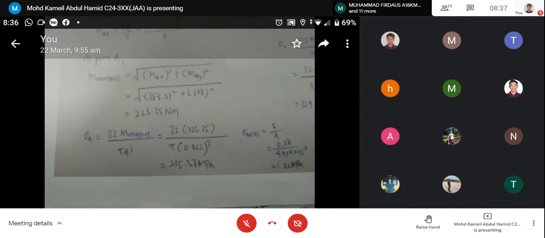M resultant. Okay, kemudian sigma A ni apa ni sebenarnya? Okay, ni tadi dia just sigma A, sigma for bending moment. Bending moment tadi dah campur apa, mg over I tu. Okay.